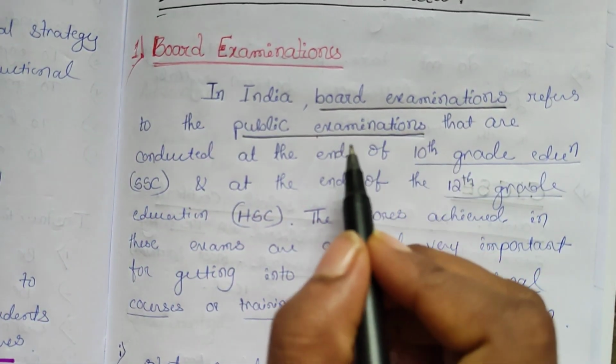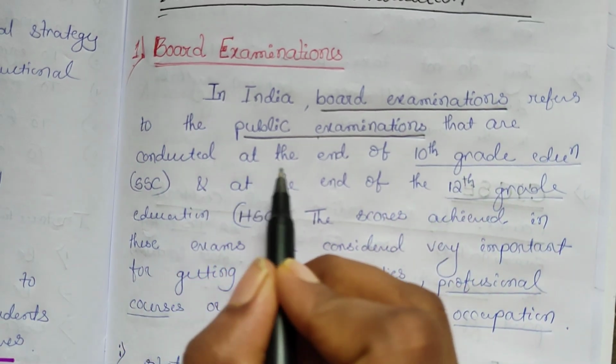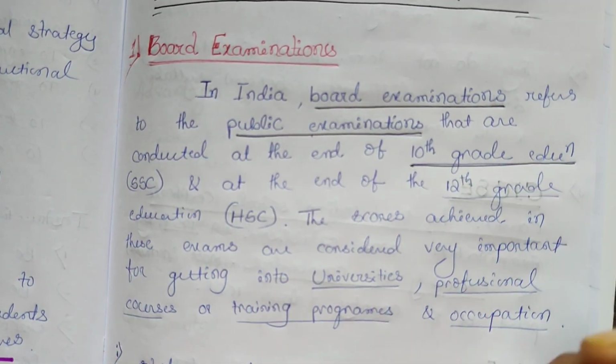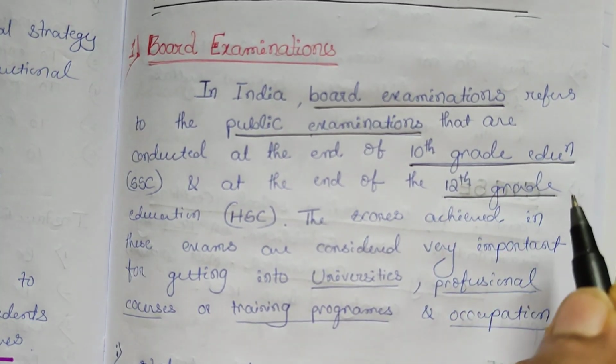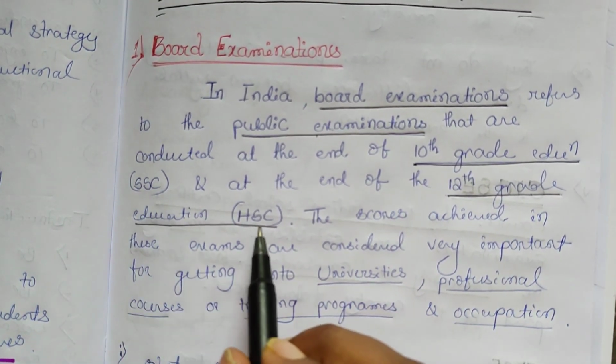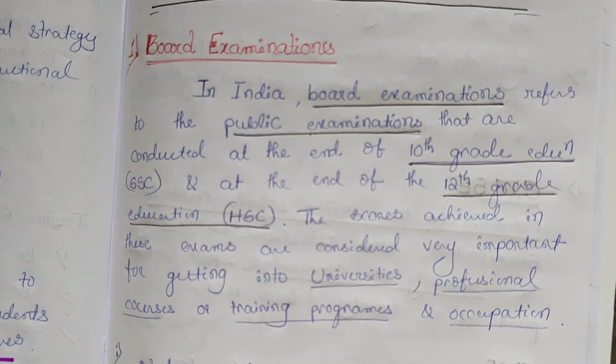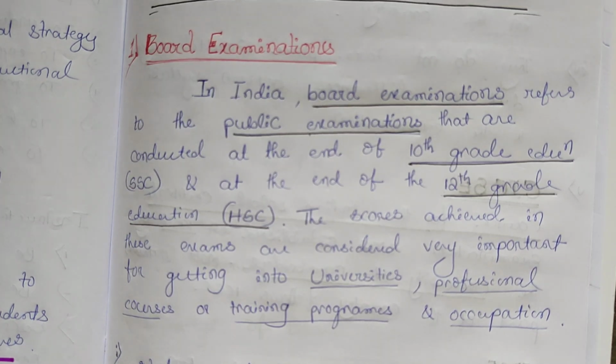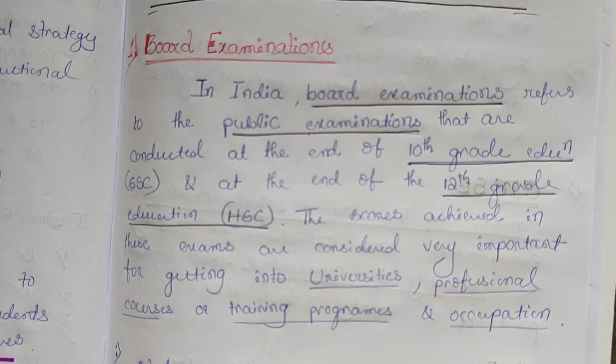Board examination refers to public examinations that are conducted at the end of 10th grade education and at the end of 12th grade education, SSC and HSC. Okay, board examination after 10th and after 12th. Before, a 7th board exam was also there, and after some time 9th plus 10th, 11th plus 12th, but nowadays only at the end of 10th and the end of 12th, SSC and HSC, right?